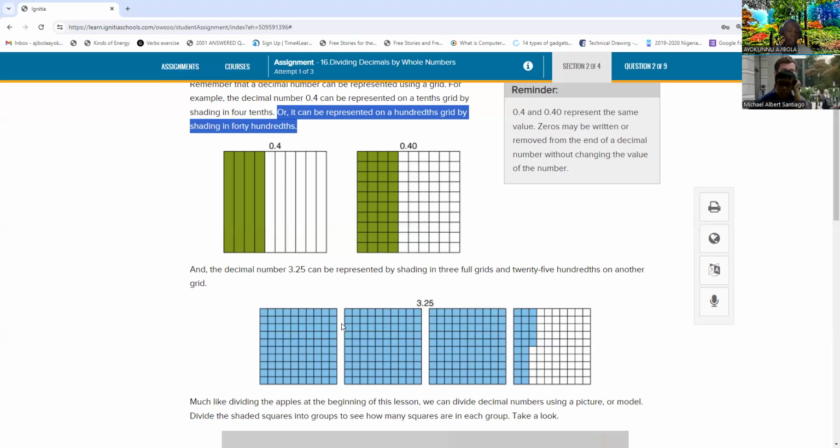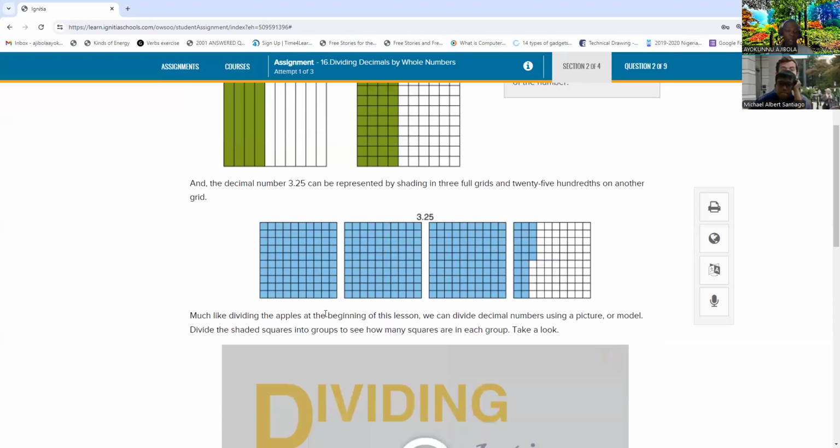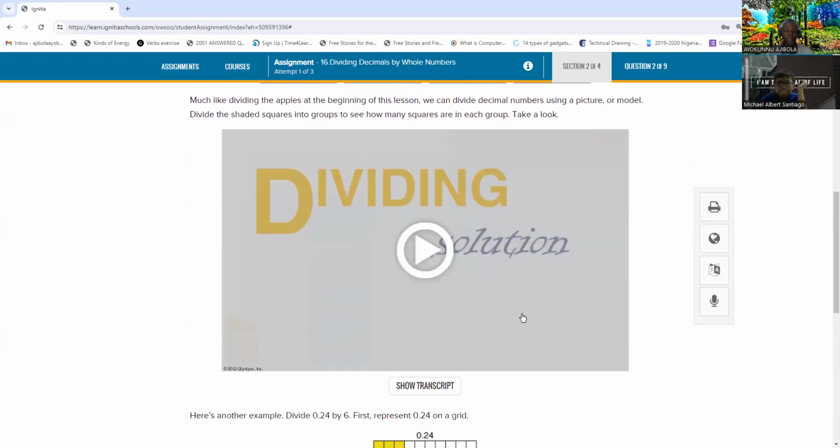That is 0.25. Much like dividing the apples at the beginning of this lesson, we can divide decimal numbers using a picture or a model. Divide the shaded squares into groups to see how many squares in each group. Okay, we're going to take a look.